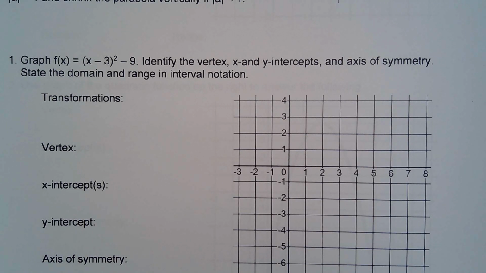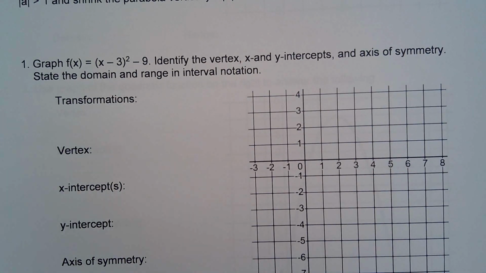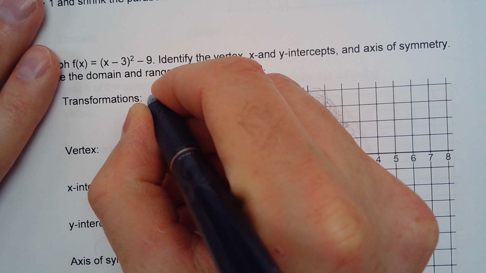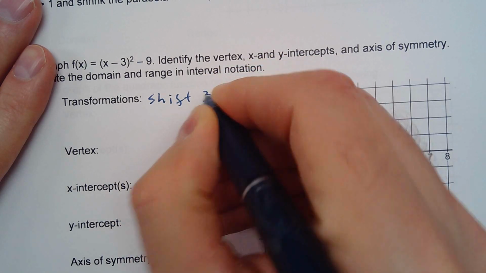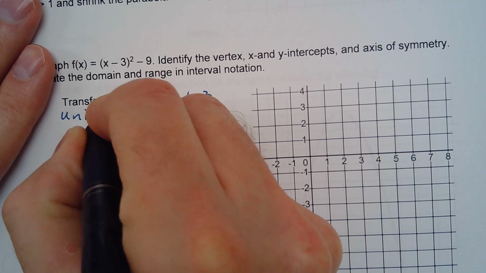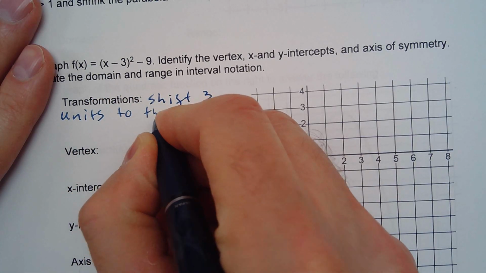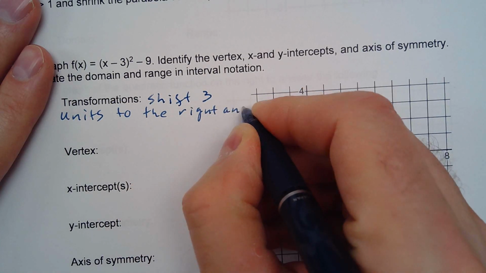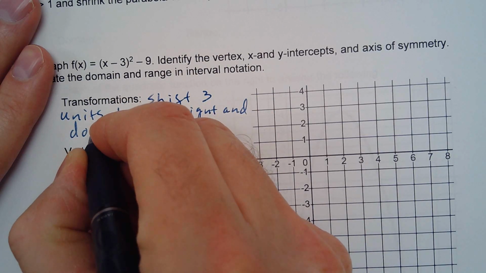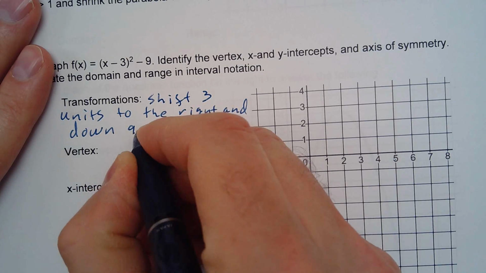And if we think about what we did back in section 6.1, we can shift it 3 units to the right and 9 units down. So it's my parabola. We're going to shift 3 units to the right and down 9 units.